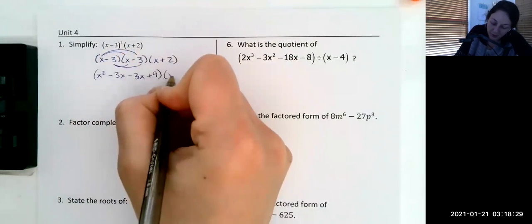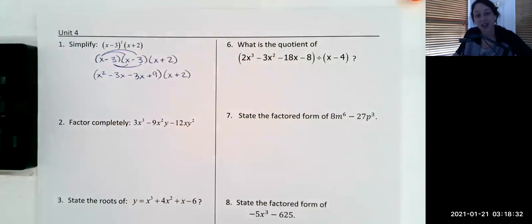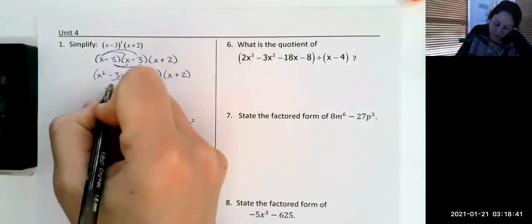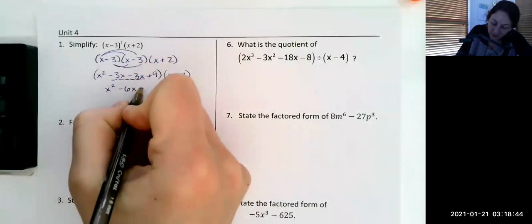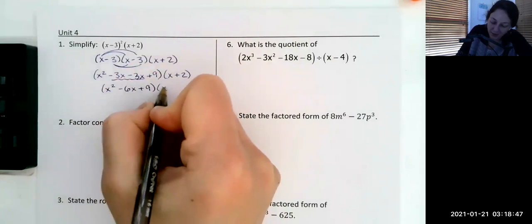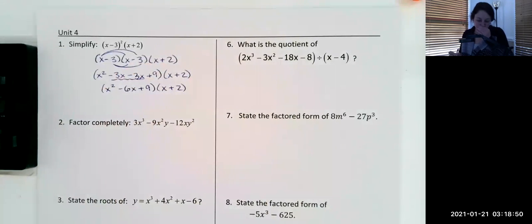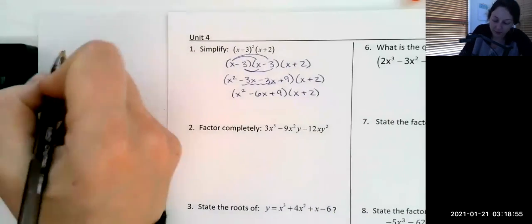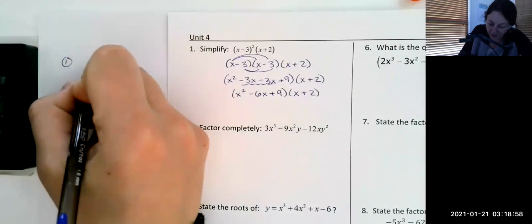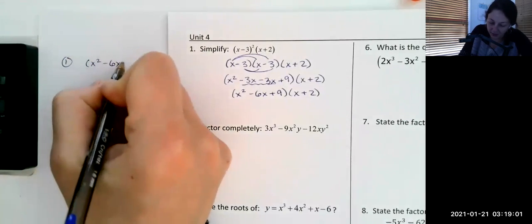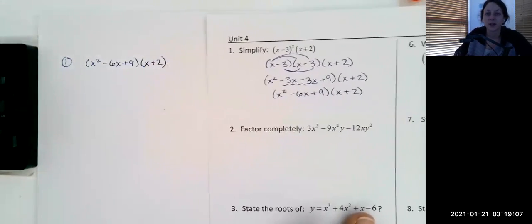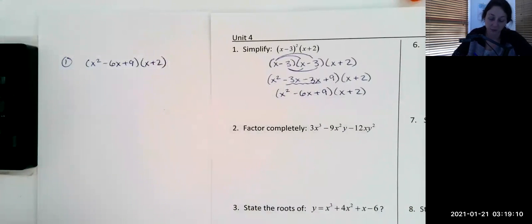All that is still in a group because x plus 2 is outside of it, waiting its turn to be multiplied. Then we go ahead and combine like terms. So minus 3x, minus 3x combine to be minus 6x plus 9. And now we multiply in x plus 2. Now, right here, I'm actually going to jump to my work page. So for number 1, I've got x squared minus 6x plus 9 times x plus 2. So instead of trying to squish it in over here, I'm going to give myself some more room.